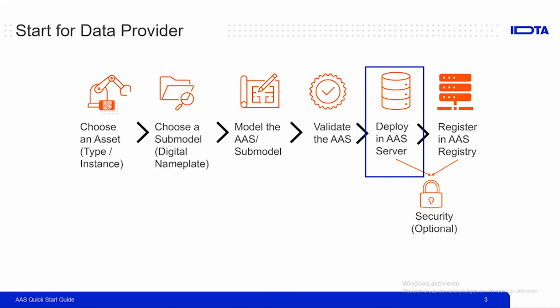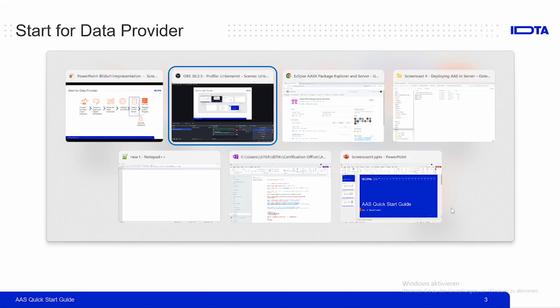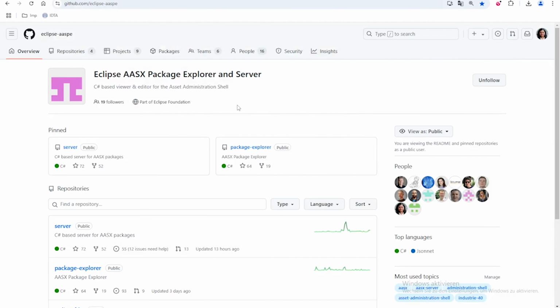Now, in this video, we will be focusing on how to deploy this shell in an AAS server. This way, we can make our shell, the corresponding information, available to the outside world or accessible via APIs and so on. And for this step, we are going to use an open source implementation of Asset Administration Shell from a project called Eclipse AASX Package Explorer and Server.